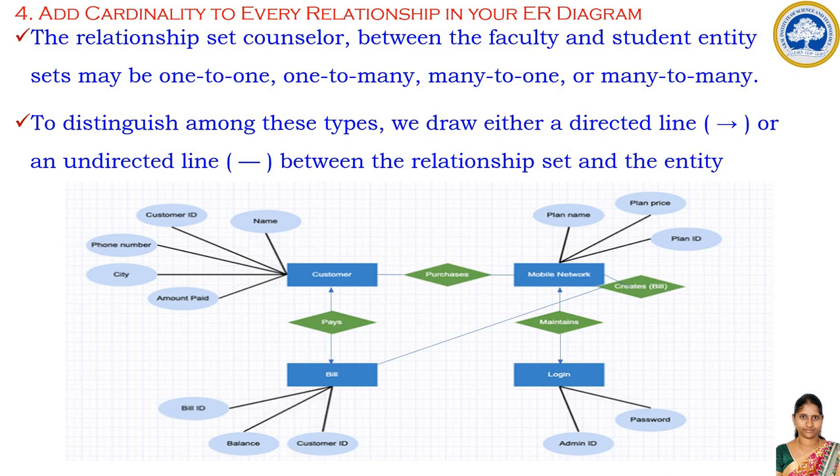Likewise, we have to create an ER model for any application. Whenever we create the ER model, we have to keep four points in mind. First, identify the entities, then add the attributes, identify the relationship set, then add the cardinalities.